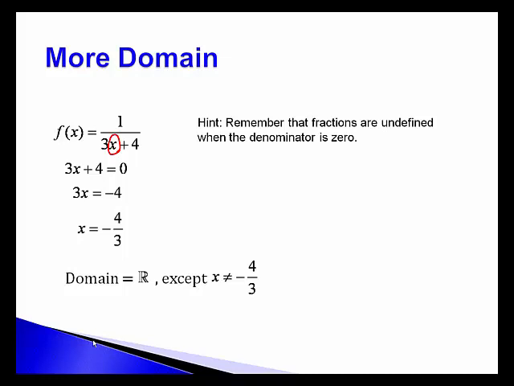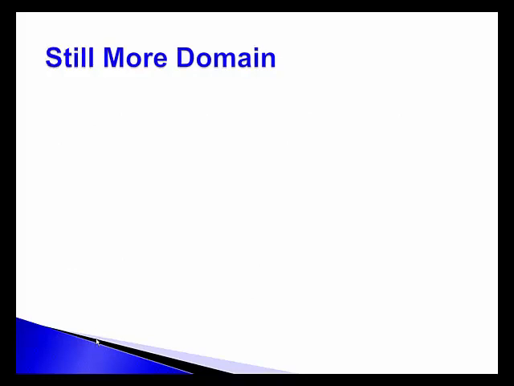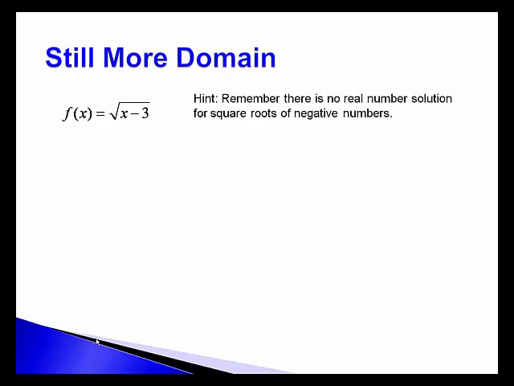Now we're going to change tracks and we're going to look at another kind of problem that we need to talk about the domain for. This time we're going to be looking at square roots. Now, if you think with me about square roots, you should remember that there is no real number solution for square roots of negative numbers. So our problem area this time will be numbers that we plug in for x that would cause the radicand to become negative. Let's see if we can reason this one out, and then I'll show you the in-between step.